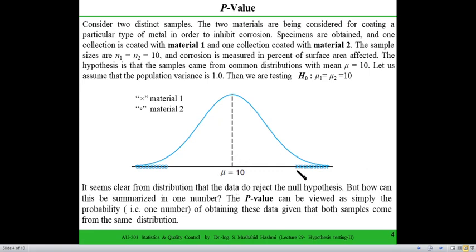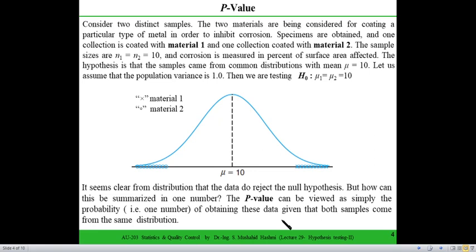That is not true, because this material, which is material 1, is far away from 10, and this material 2 is far less than 10. So the question is how to summarize or how to make a decision that the two means are different or the two means are identical.